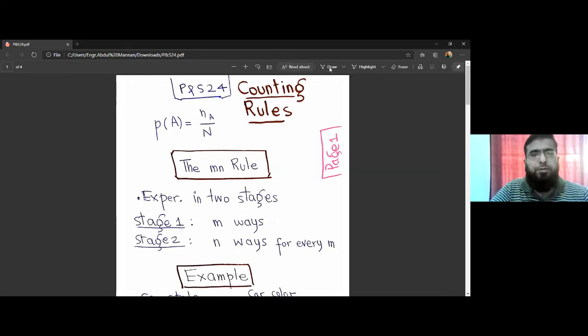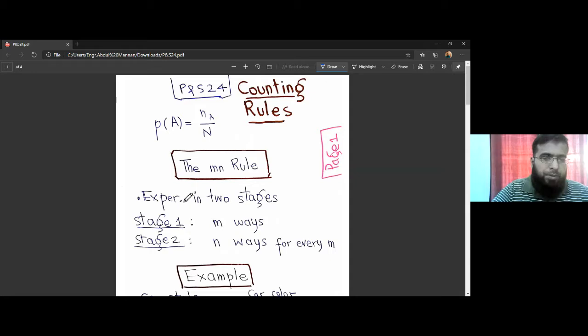Welcome to the 24th lecture. In this lecture, we will study the mn rule, the famous counting rule of probability theory. Before this, we have studied that the probability of an event A is the frequency of occurrence of the event A divided by the total number of experimental outcomes, the total number of times the experiment was repeated. So this is the counting representation of probability.